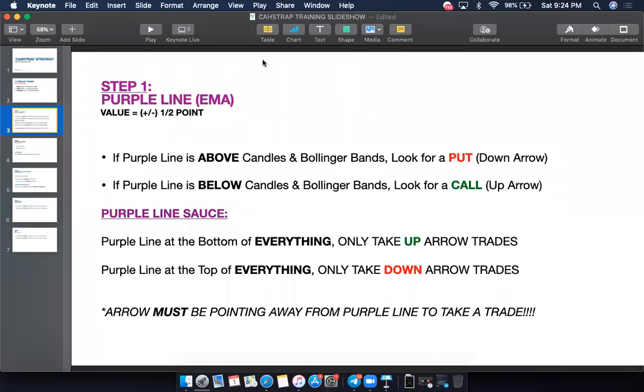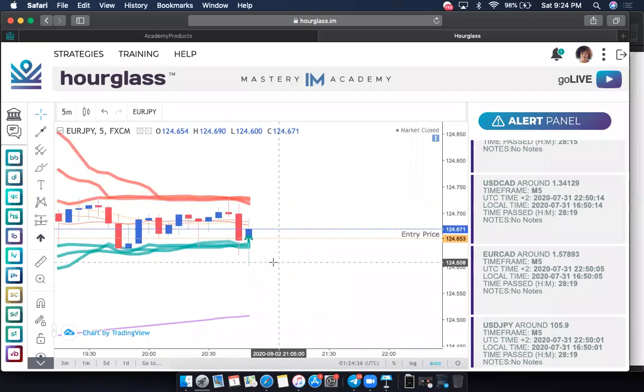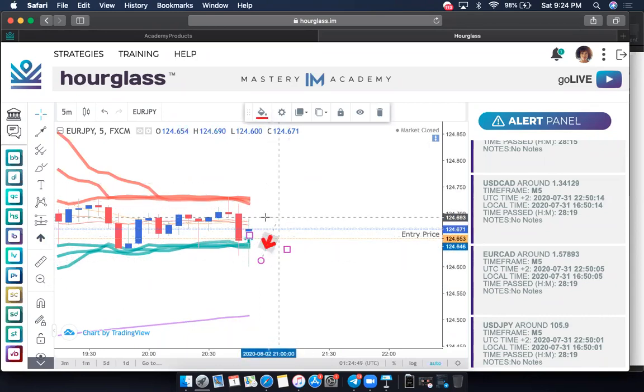Especially beginners. So if we go back to the strategy, we can see the purple line is at the bottom. The arrow is going up. It's pointing away. We want the arrow to point away, going up. We never want to see the arrow pointing towards the purple EMA line. We don't want to see that. We want to see that arrow pointing away.